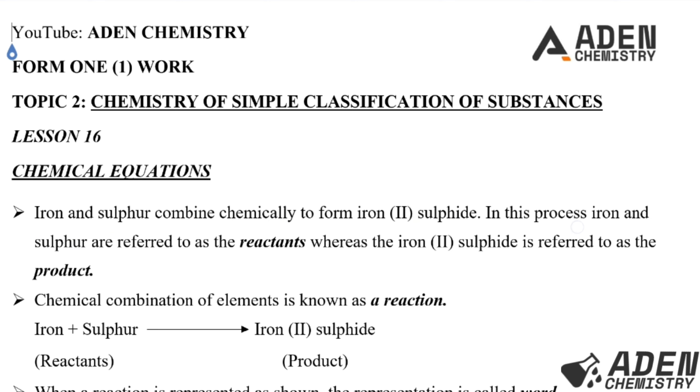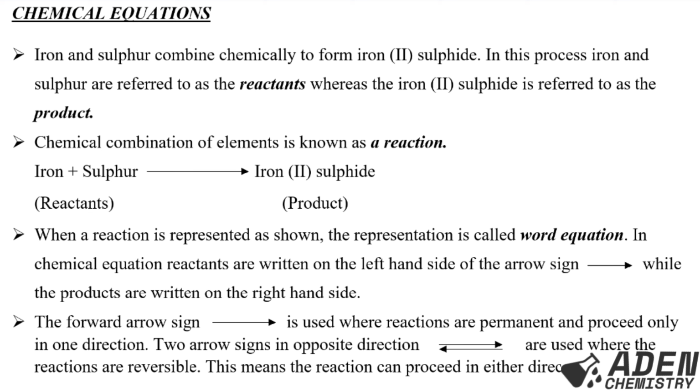And in this process, iron and sulfur are referred to as reactants, whereas the iron(II) sulfide is referred to as the product. Next we are saying the chemical combination of elements is known as a reaction. So here we have iron plus sulfur, which we said are reactants. When they combine, they form iron(II) sulfide, which we said is a product.